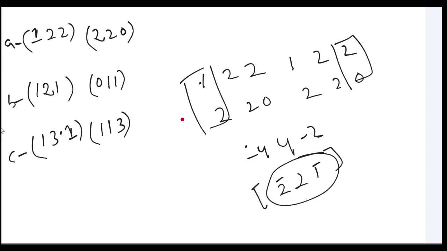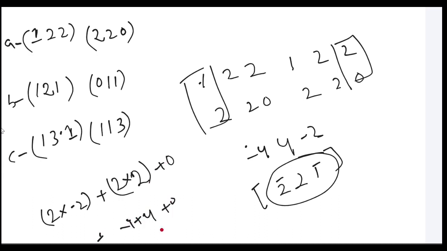So if you put the zone condition, that will be 2 into minus 2 plus 2 into 2 plus 0. So 2 into minus 2 plus 4, that is 0. So the zone condition will validate whether a face lies in a particular zone or not.